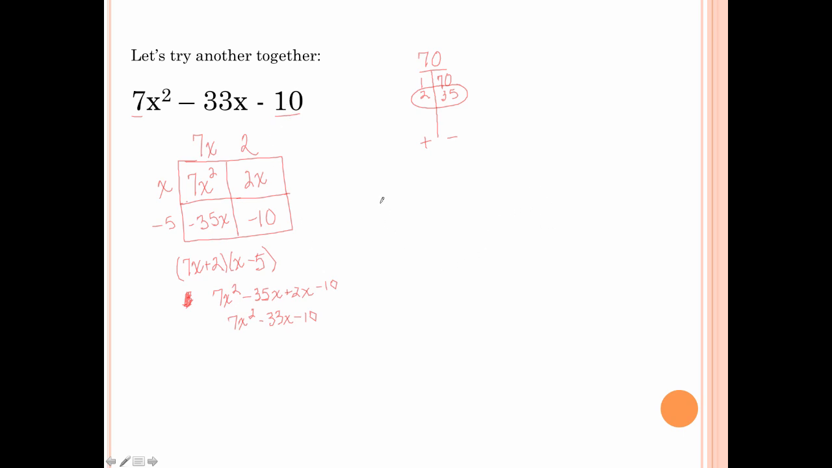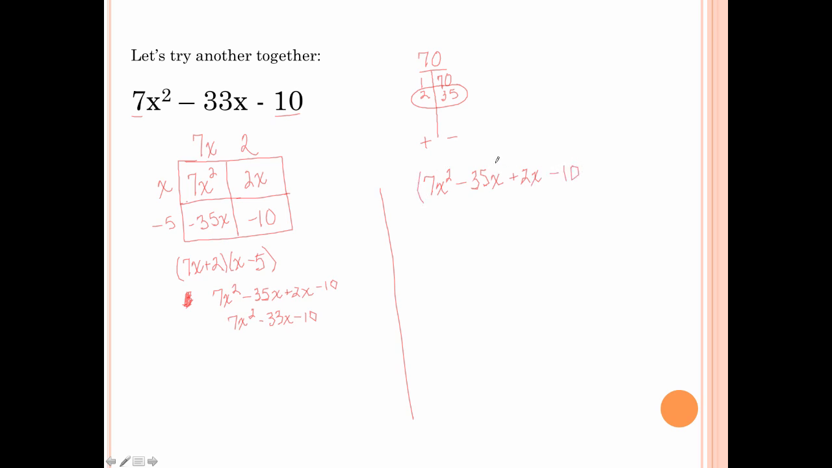So I'm going to show you this time using my grouping method. I know that I still have a positive 2x and a negative 35x that I'm going to be using for the grouping method. 7x squared. I'm going to put my 35 with my 7 because those both have a common factor. So I've got minus 35x and my plus 2x, and then my minus 10.